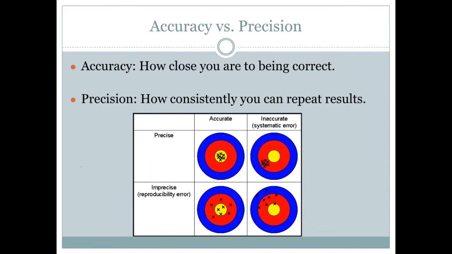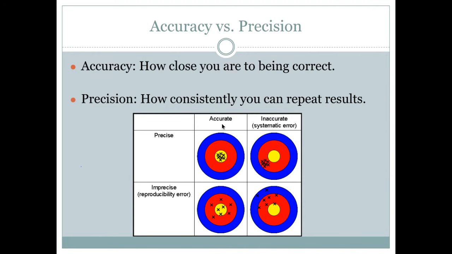We also have accuracy versus precision. This is very easy. A lot of people get this confused. Accuracy is just how close you are to the right answer. Precision is how often you can get the same answer. So if I am accurate and precise, I'm going to hit the bullseye each and every time. If I am precise but not accurate, I'm hitting the same answer, but it's probably not the right answer. And we say there's a systematic error, or there's something wrong with your experiment, and maybe something's not calibrated right. So you keep getting the same answer, but it's just not the right one.